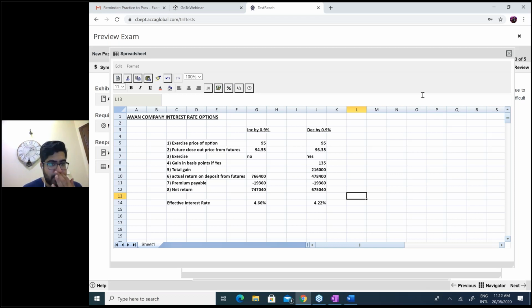This ends our interest rate risk management and this question. You can ask any questions, and after that we can move towards the next. Yes, Blaine, you can write that one.